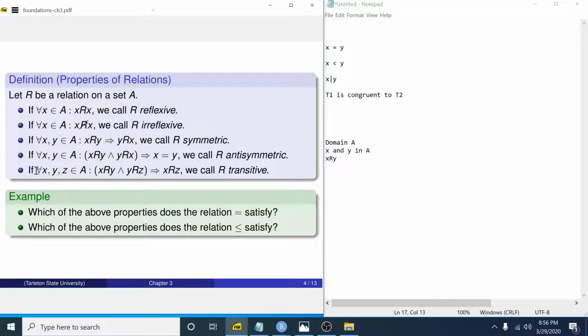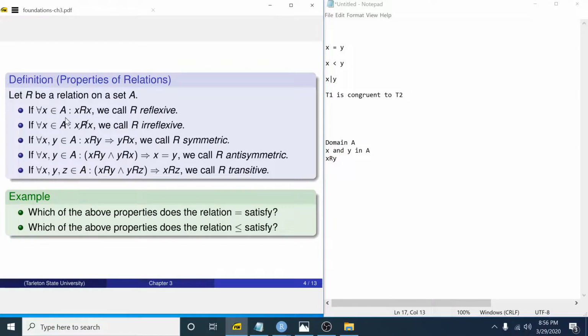What does transitive mean? We're all familiar with this property for a lot of the relations we've studied, like equality and less than. It would say that for any three elements x, y, and z in your domain, if x is related to y and y is related to z, that implies that x is related to z. That's what transitivity is.